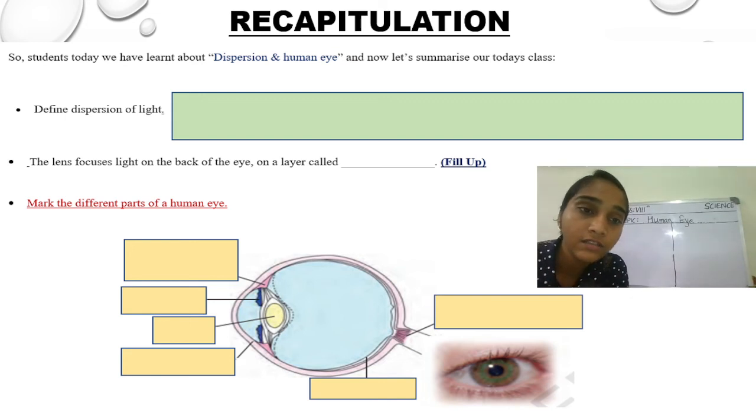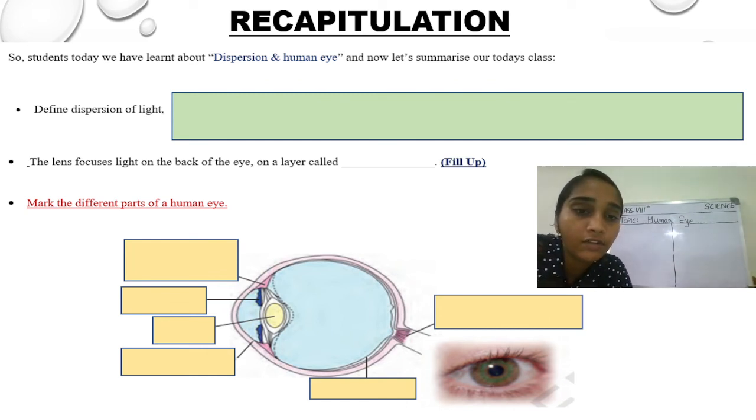The lens focuses light on the back of the eye on a layer called dash. You have to fill in this blank. Yes, very good students. The lens focuses the light on the back of our eye, and that layer is called the retina. The light is focused on the retina and the image is formed on the retina only. Now, students, you have to mark the different parts of a human eye.